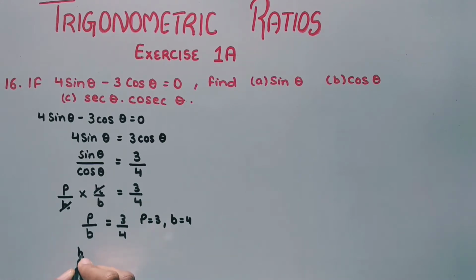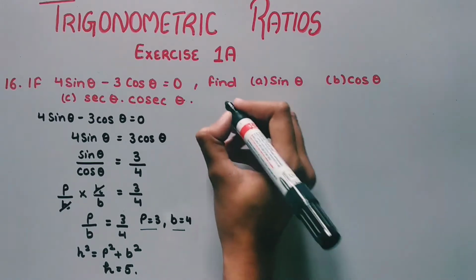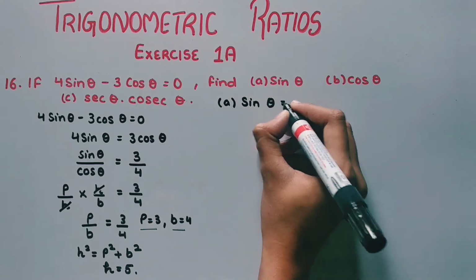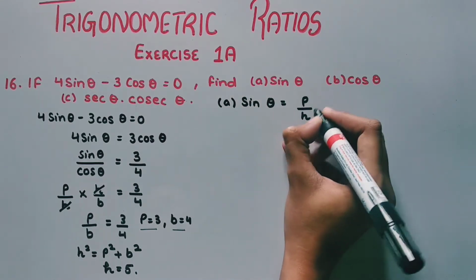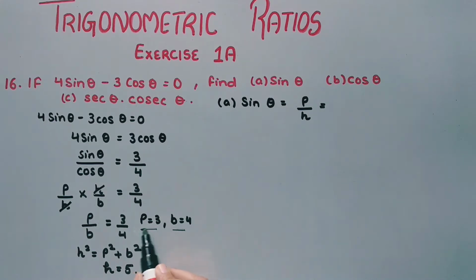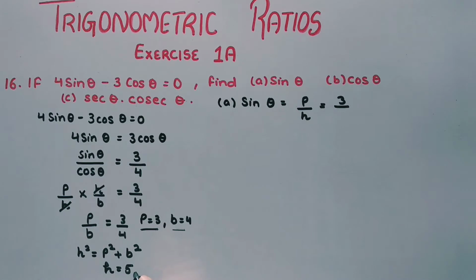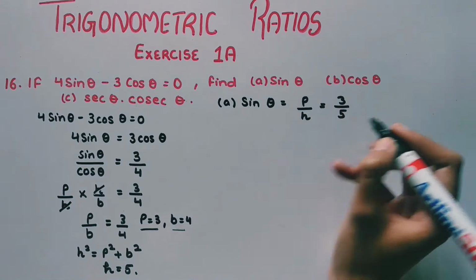From the equation, that is hypotenuse square, that is equal to perpendicular square plus base square. By solving this equation and putting the values of perpendicular and base, we will get value of hypotenuse, that is 5. Now, first we have is sine of angle theta. We know that sine of angle theta is perpendicular to hypotenuse. We have value of perpendicular, that is 3, and that of hypotenuse, that is 5, that is 3 by 5.